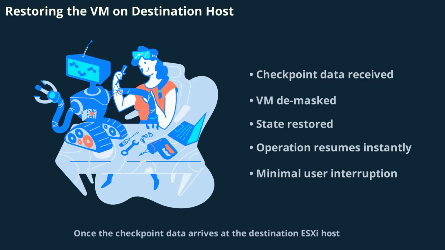Once the checkpoint data arrives at the destination ESXi host, the VM is demasked and its state is restored. The VM resumes operation from the exact point it was suspended, with all memory pages and device states intact. Users experience little to no interruption, as the entire switchover typically takes less than 200 milliseconds. This rapid restoration is a testament to the efficiency and reliability of the vMotion process.